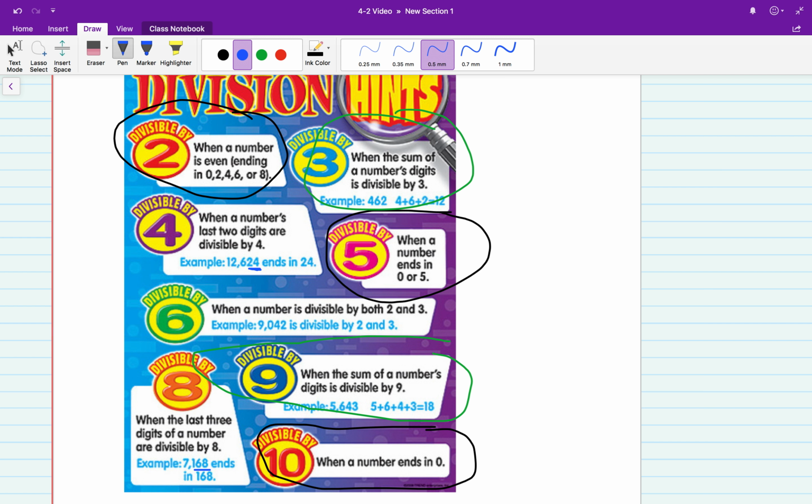And then last we have the rule for 6. 6 means it just has to work for 2 and 3 because 2 times 3 is 6. So that's pretty easy to remember. So 2, 5, and 10 you already know. 3 and 9 go together. 4 and 8 go together, and then you have the rule for 6.